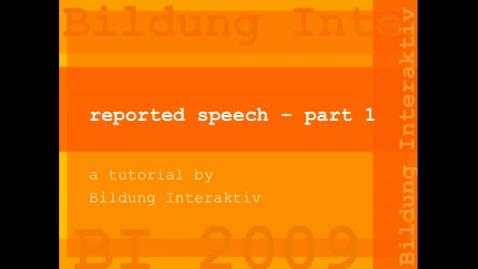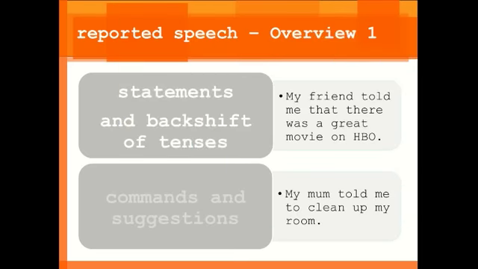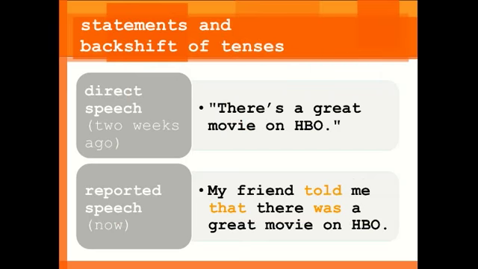This is part 1 of 2 tutorials where we will deal with the statements and the backshift of tenses, and then later on commands and suggestions. Let's have a look at a sentence.